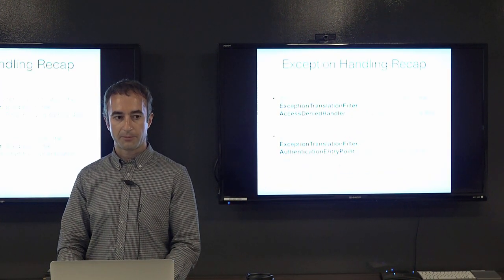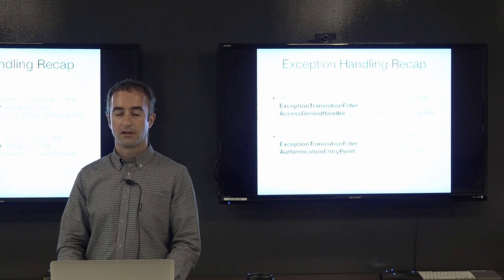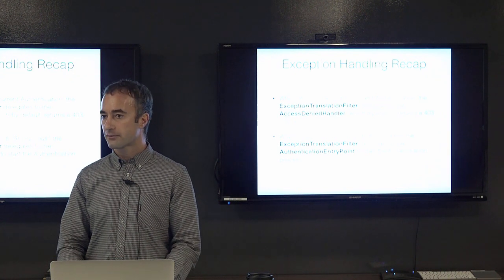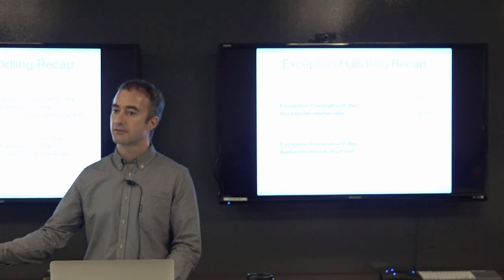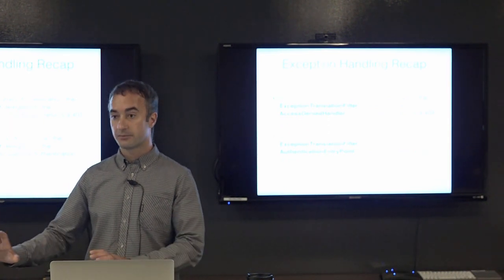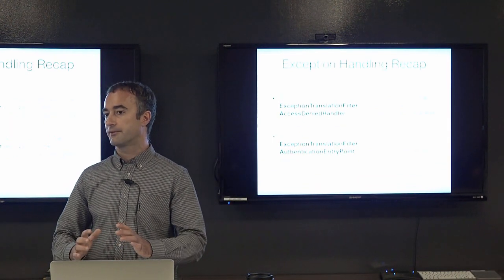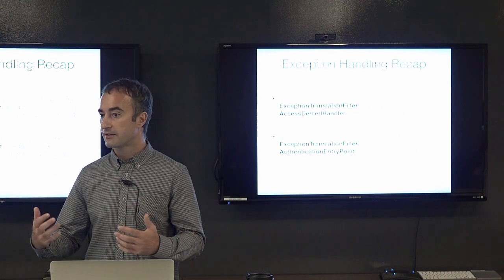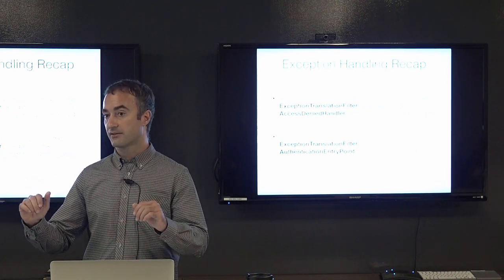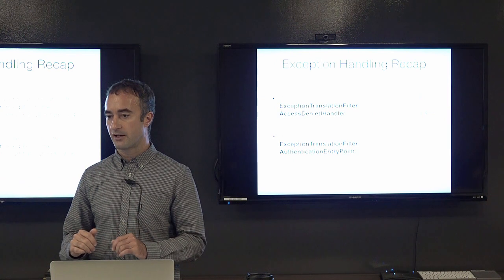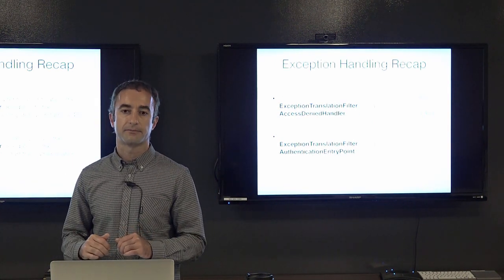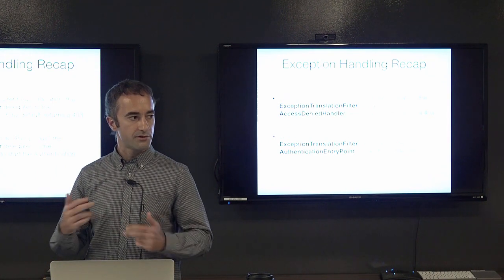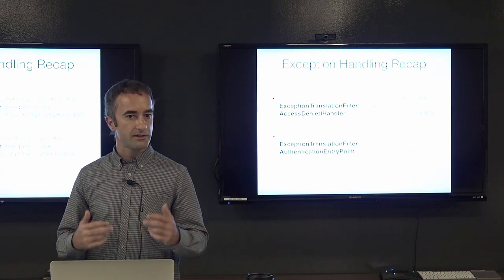So let's do a recap here of the exception handling. If I'm not authorized, the exception translation filter delegates to the access denied handler. By default, the default implementation out of the box sends 403. If I'm not authenticated, for the HTTP basic login configuration that we have set up, it sends back a 401 and then a WWW-Authenticate. Are there any questions on the exception handling scenarios?